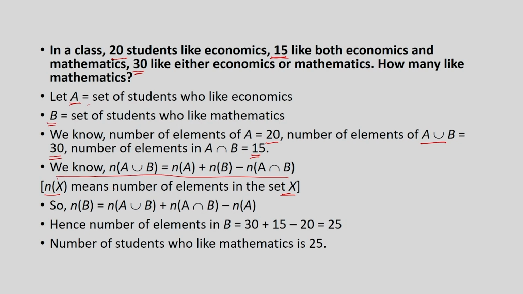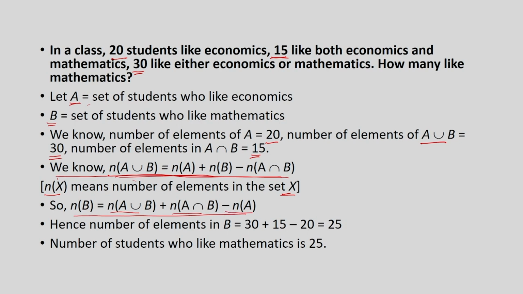So, if that is how n is defined, then this theorem follows that n of A union B is equal to n of A plus n of B minus n of A intersection B, right. And from here we can manipulate it a bit, and we get this relation that n of B is equal to n of A union B plus n of A intersection B minus n of A.